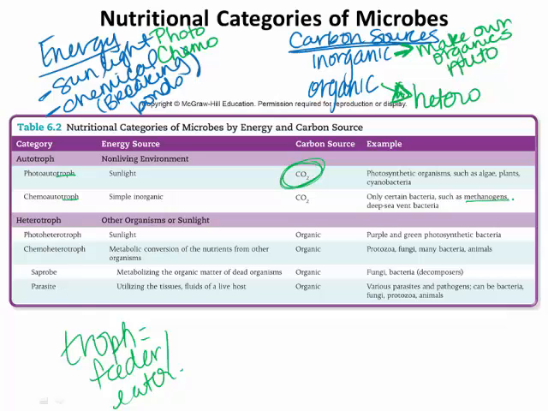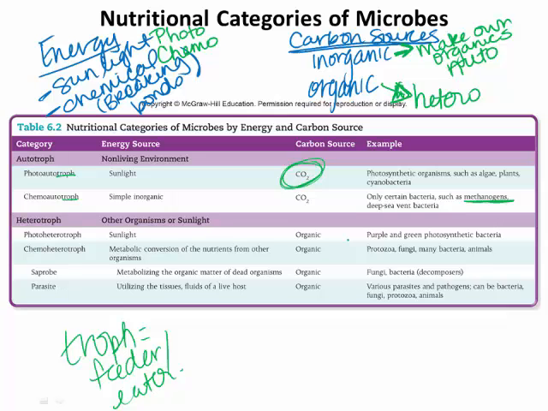Methanogens is the example that's given here. These basically metabolize methane. Okay? Meanwhile, a photoheterotroph will use sunlight and organic nutrients. This one's also somewhat foreign. Okay? Purple and green photosynthesizing bacteria. These do not really use carbon dioxide the way that plants do or the way that algae does.